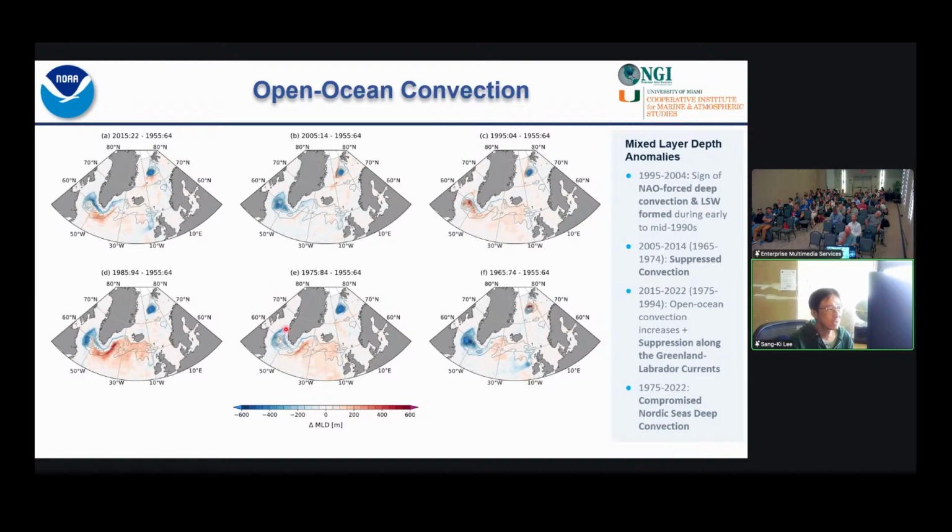And then what is interesting is that you can see similar mixed layer depth anomaly patterns during 85 to 94, and to a certain degree also in 1975 to 84. Another thing to notice is that for the entire period from 1975 to 2022, the deep convection in the Nordic Sea was very much reduced all the way. So the Nordic Sea is suffering these big anomalies for a long time.